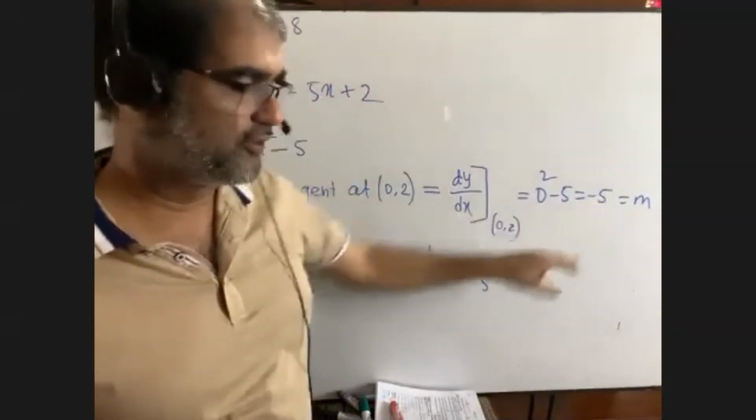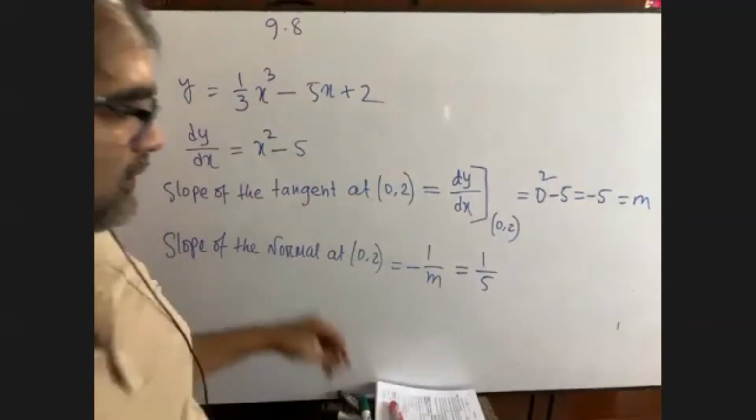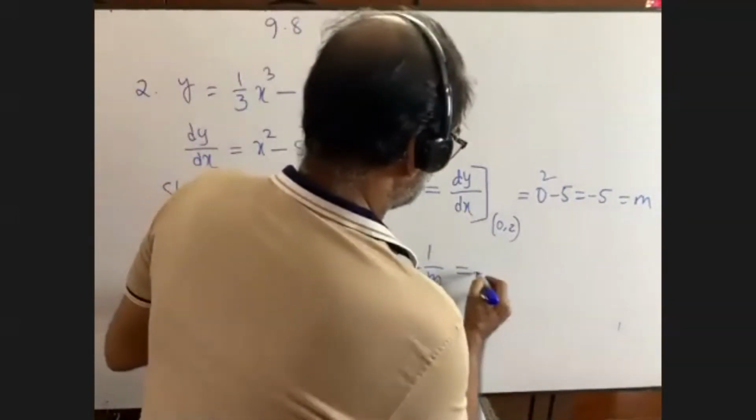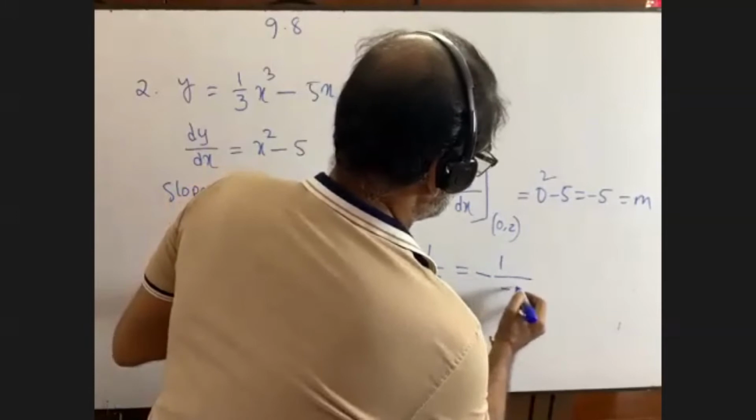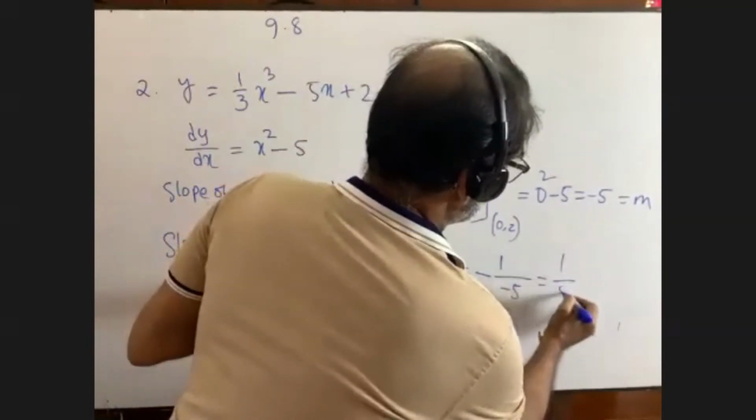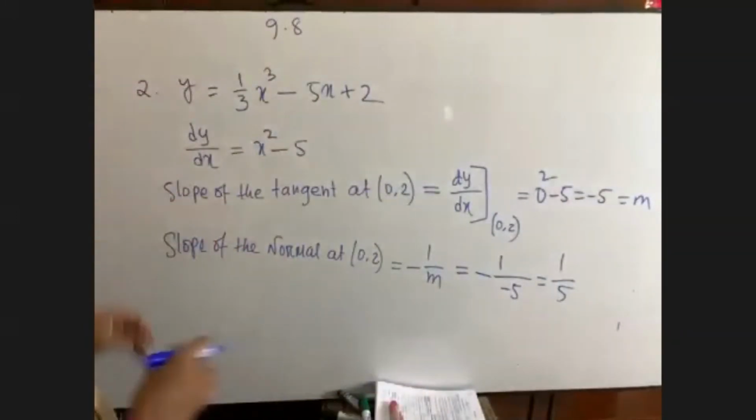Minus 5, it is minus 5. So minus 1 by minus 5 equals 1 by 5. So our math is done.